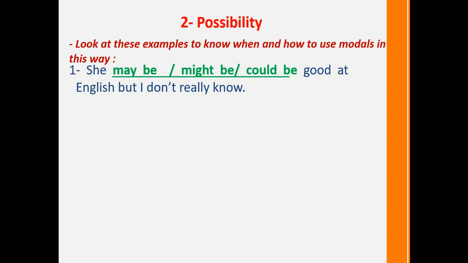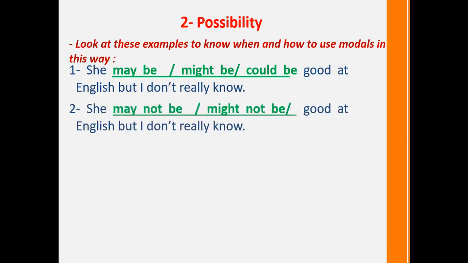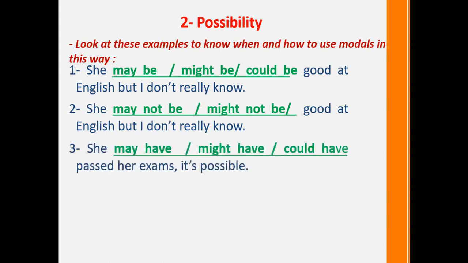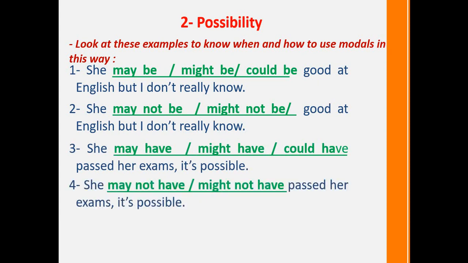May be, might be, or could be. Number 2, she may not be or might not be good at English, but I don't really know. Number 3, she may have, might have, or could have passed her exams. It's possible. I am not sure. I am not certain. I don't really know. Number 4, she may not have passed or she might not have passed her exams. It's possible. In fact, I am not sure. I am not certain. I don't know. I don't really know. It's probable.